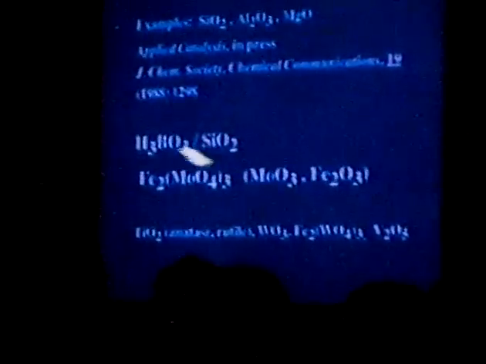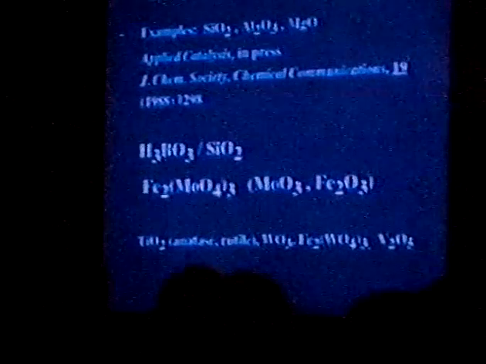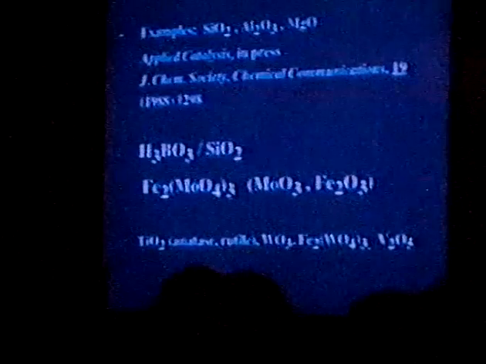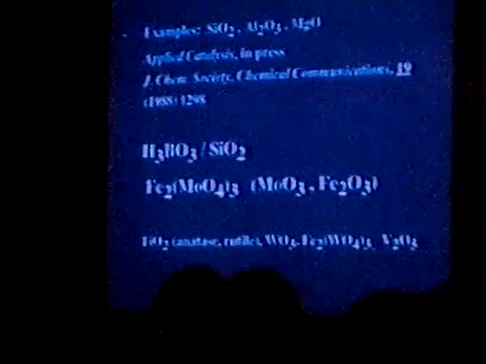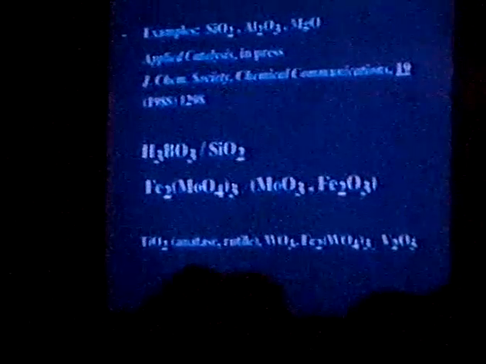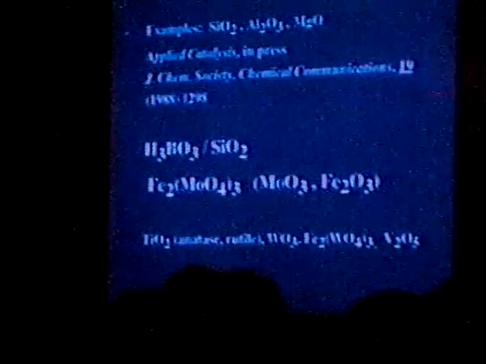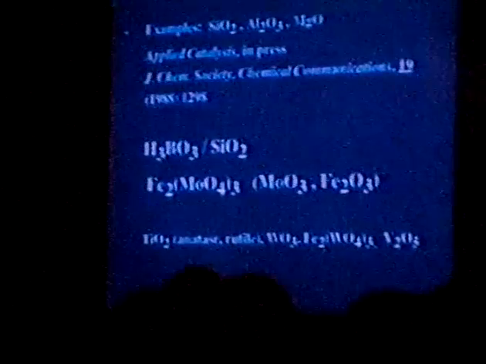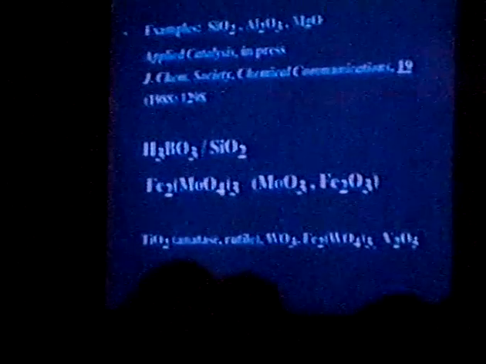Now, today I will focus on two particular systems: the modification of the properties of silicon dioxide by boric acid, and also I will talk about some very good yields of formaldehyde that we have obtained over iron molybdates. Currently, we are examining other support materials such as different forms of titania, and also working on an iron tungsten vanadium system.